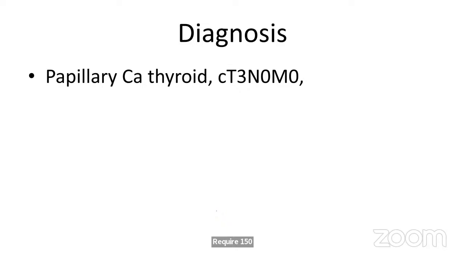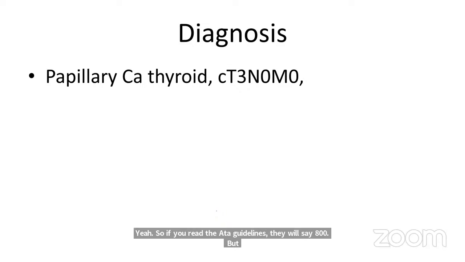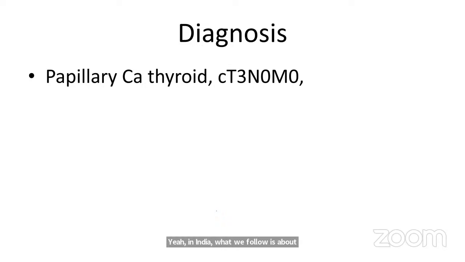Okay. So, how much is the maximum cumulative dose of radioiodine that you can receive in a lifetime? Cumulative dose is 1,000 millicuries. Madam, is that a bit too high? If you read the ATA guidelines, they will say 800. But in India, what we follow is about 1,000 to 1,200 also. If we see that there is a benefit to the patient, only then we go ahead with 1,000 or 1,200 millicuries. Otherwise, 800 is the dose.